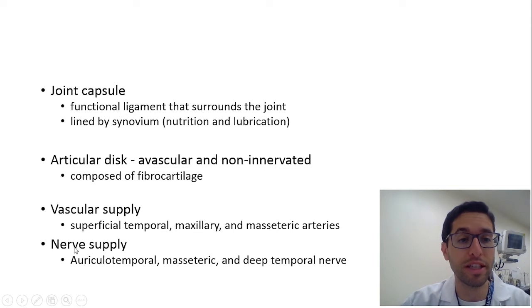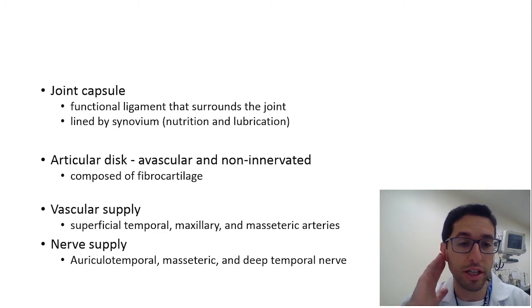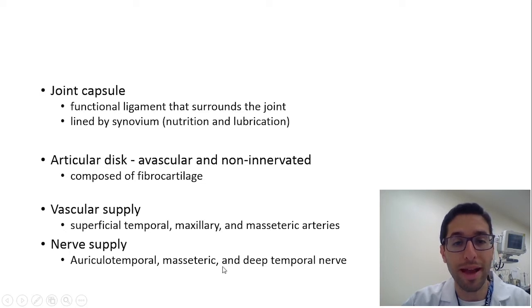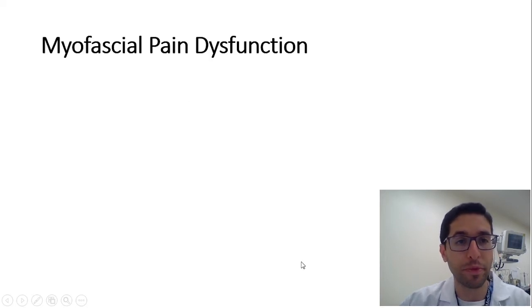In terms of nerve supply to the TMJ, the primary nerve is the auriculotemporal nerve. That provides sensation to your earlobe and to your lateral face. And then again, minor contributions from the masseteric and the deep temporal nerves.